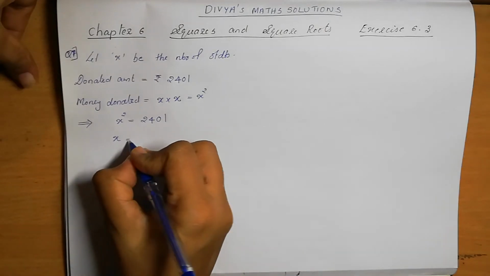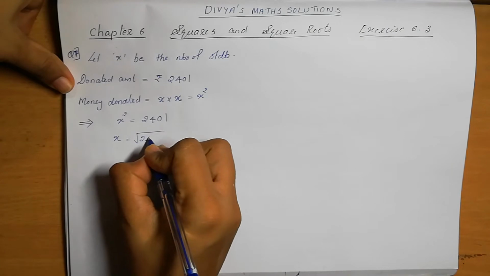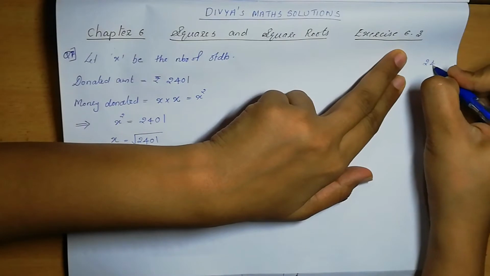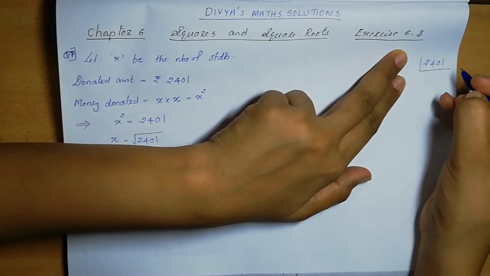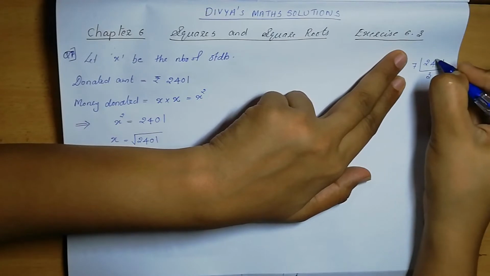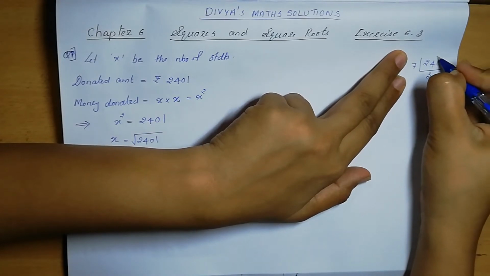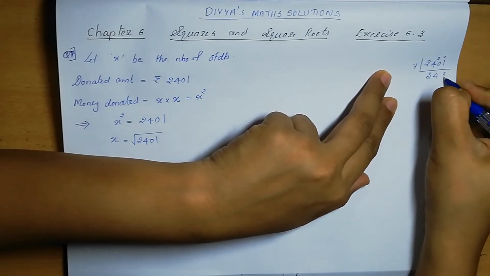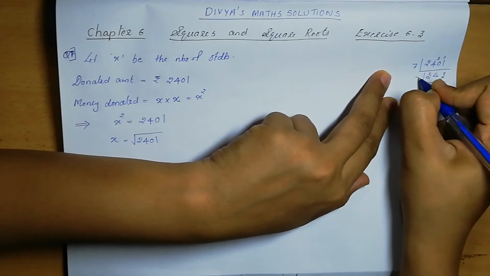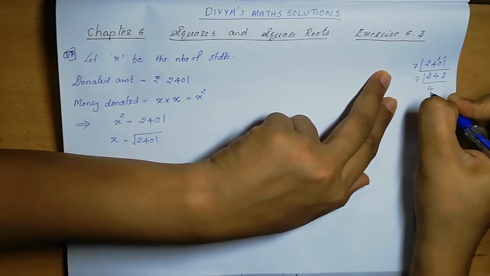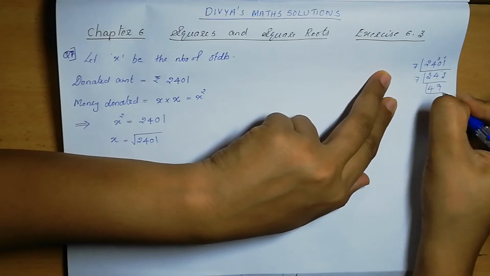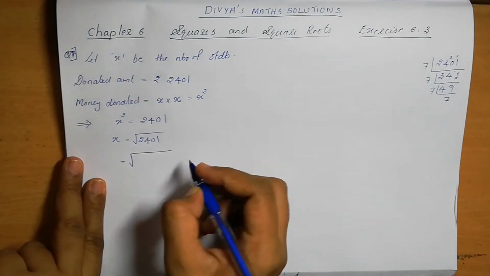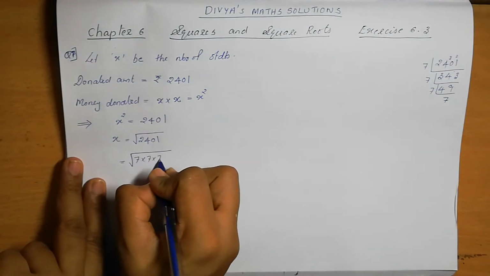That means square root of 2,401. Square root means two numbers we need to pair up, right? So we can find the factors of 2,401 in 7's table. 7 3's are 21. 343, again 7. 7 4's are 28. 63. 7 9's are 63. 7 7's are 49. So this is equal to root of, factors are 7 into 7 into 7 into 7.